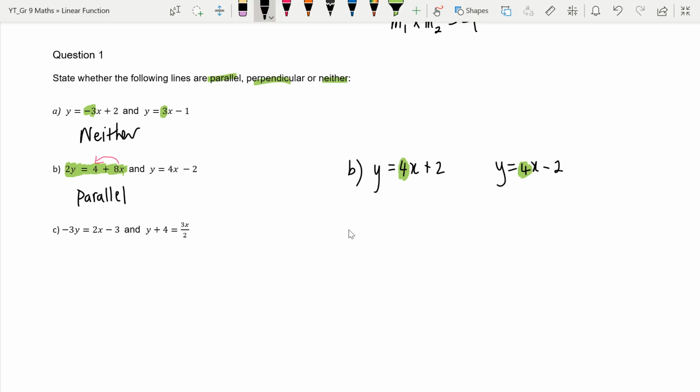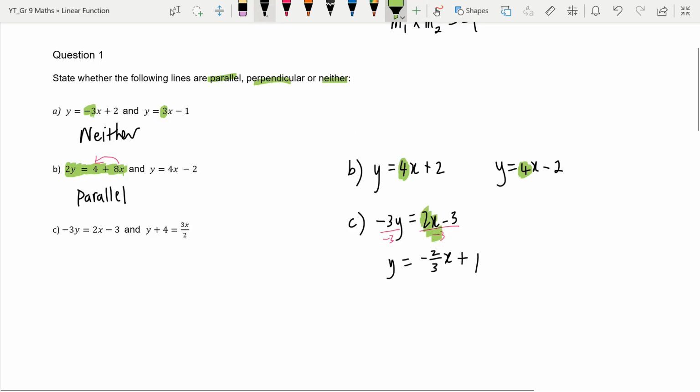Let's look at C. With C, I also first have to write both of them in standard form. So for the first one, let's just quickly deal with those equations. If I put that in standard form, I'm going to divide by -3 everywhere. And let's see what happens. That would give me -2/3x. And this one would give me negative, and a negative would give me that +1.